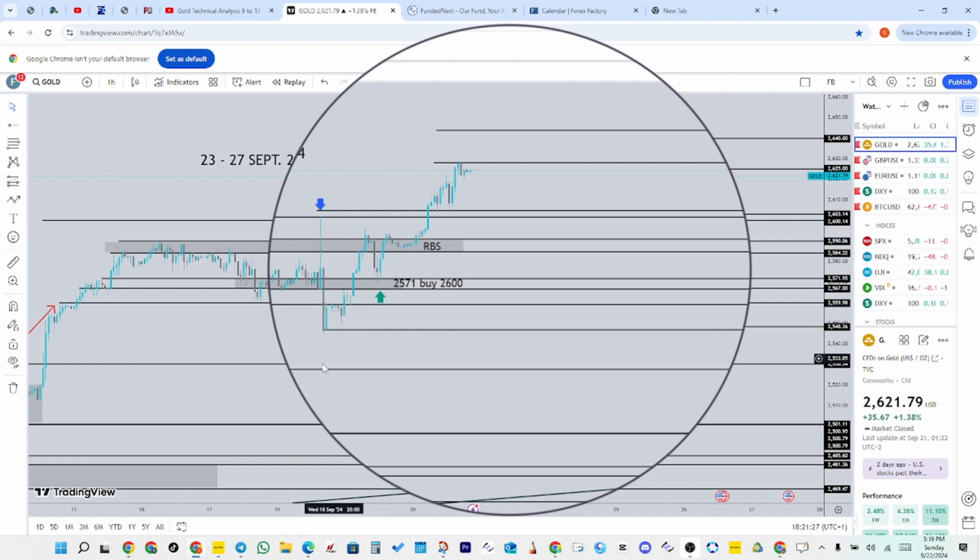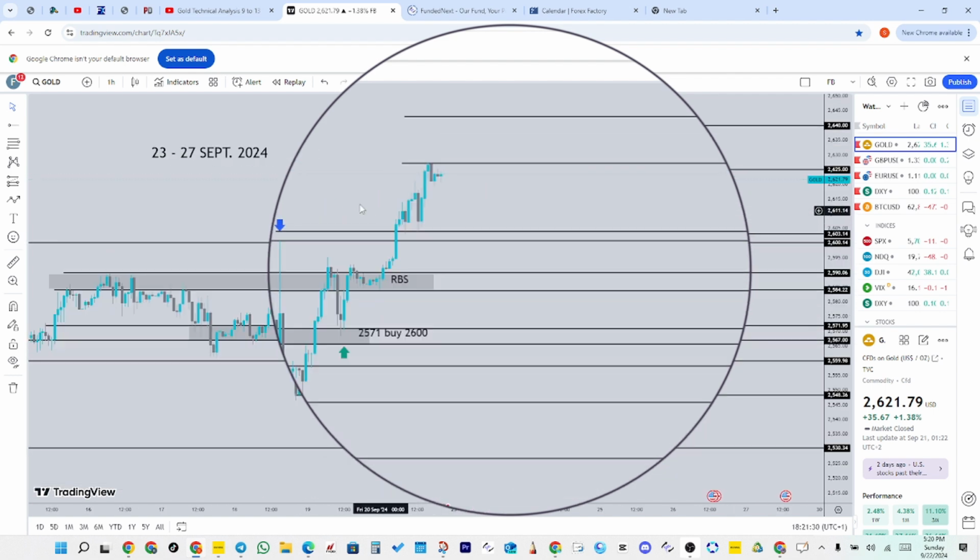Now going forward, this is what I am anticipating is going to happen. I'm anticipating two things around this place. I'm anticipating 2630 all the way to this point, and then 2640 all the way to this point, which is 2600. So I'm looking at 2630 to 2600, or 2640 to 2600.